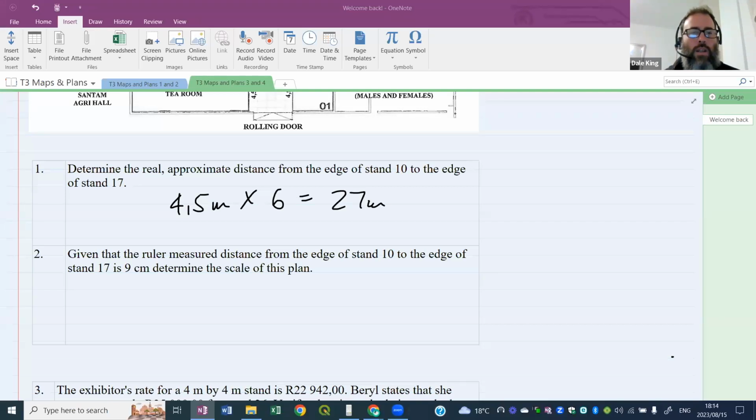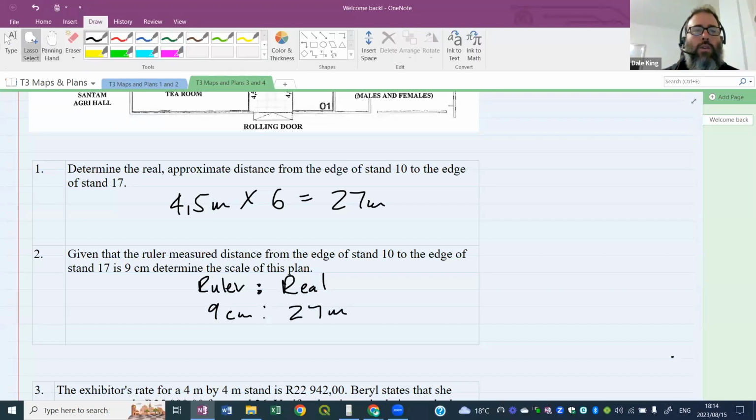So for a ratio, we need the ruler measurement to the real world. Okay, ruler on the left, real world on the right. Ruler, we measured 9 centimeters. I'm writing units for now. On the right, we have 27 meters. Everyone happy with that? All right, so we've got 9 centimeters is to 27 meters.